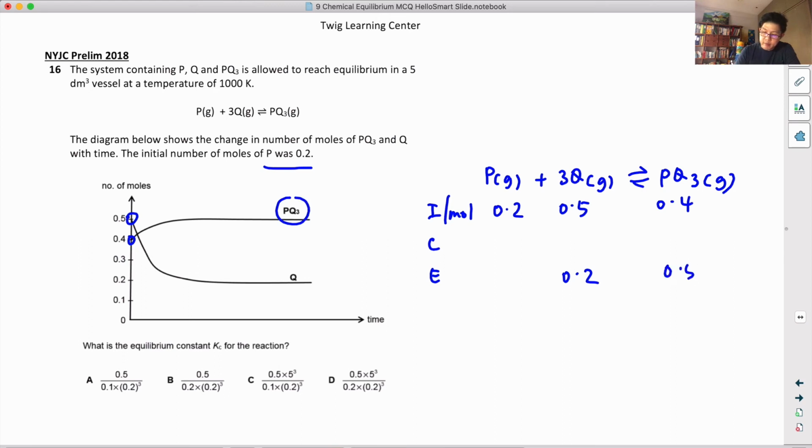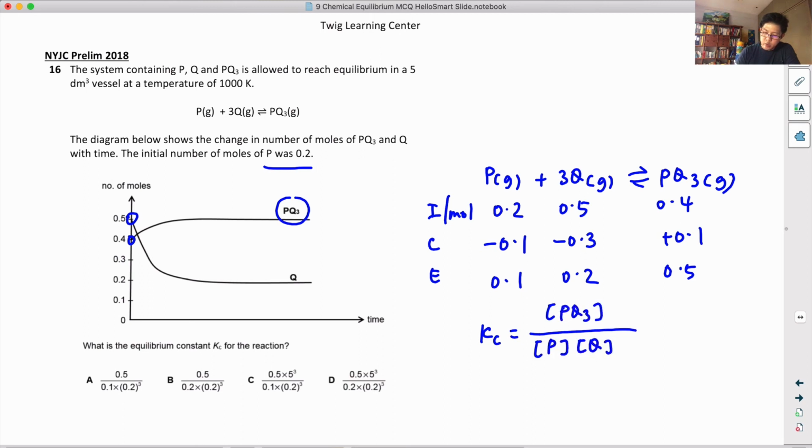Can you see that? So this actually from here is plus 0.1, and this is minus 0.3. Everything makes sense. This should be minus 0.1. So this should be 0.1 over here. All right. So after that, you can calculate the Kc. You just punch into your calculator. Concentration of PQ3, concentration of P, concentration of Q.